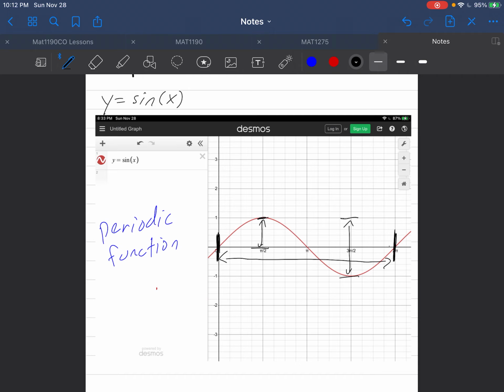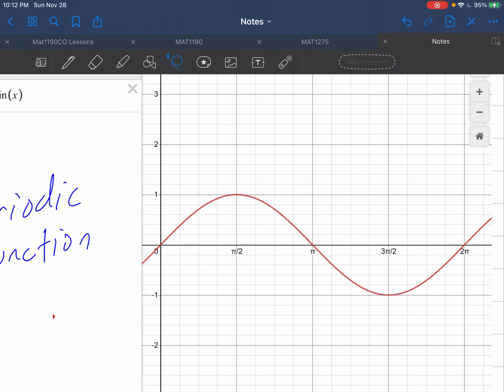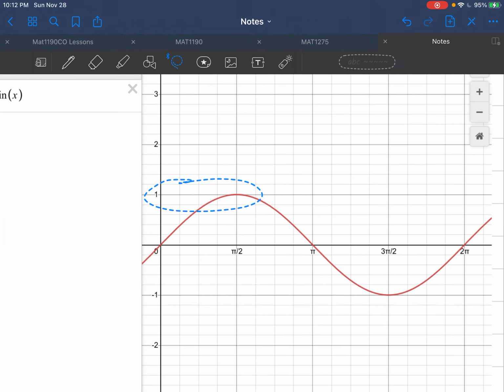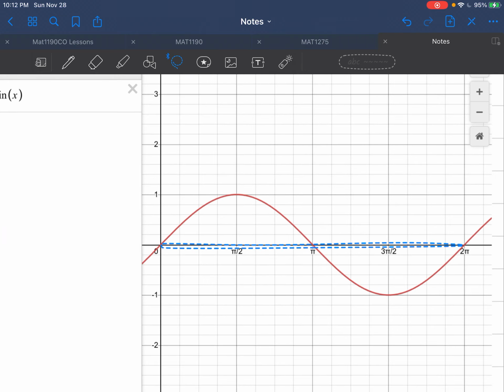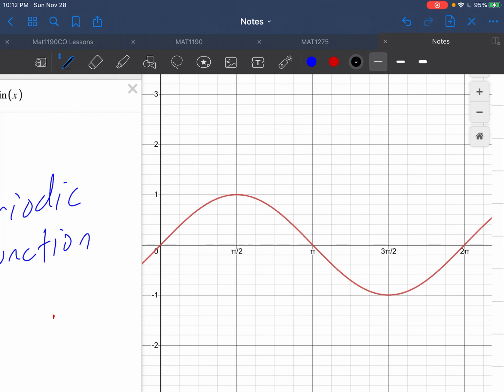So this is what a regular sine curve looks like. It's going to have an amplitude of 1, because the length of this line here is going to be 1. It's going to have a period length here of 2 pi, a horizontal distance of 2 pi. And it's going to follow this trajectory, okay?